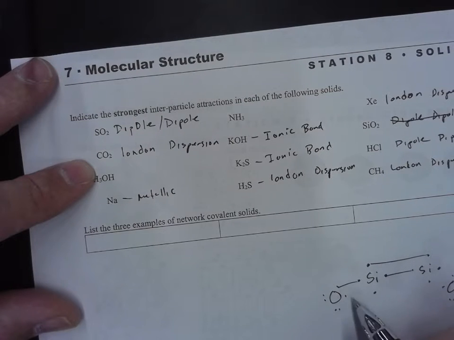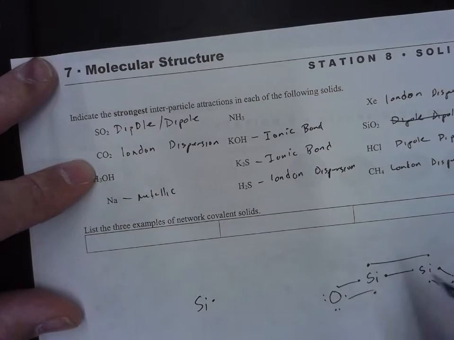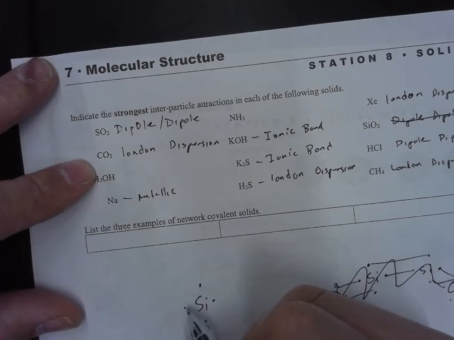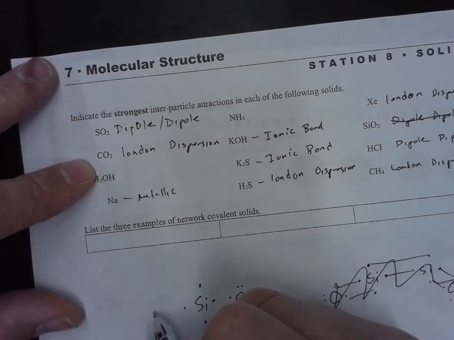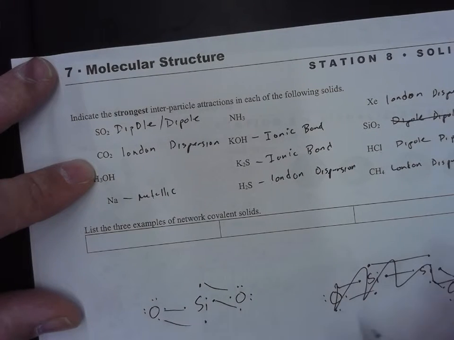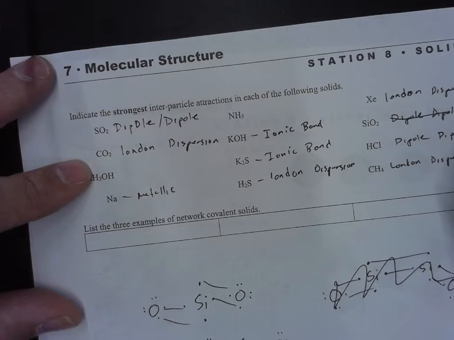Yep, see that? If I were to clean it up, it would look like this. Oh wait, that's disilicon. What am I doing? Sorry, ignore that. Look like this. There we go. Okay, and if I were to clean it up, it would look like this. These polar bonds cancel. Okay, so silicon dioxide, not dipole-dipole, that's London dispersion.